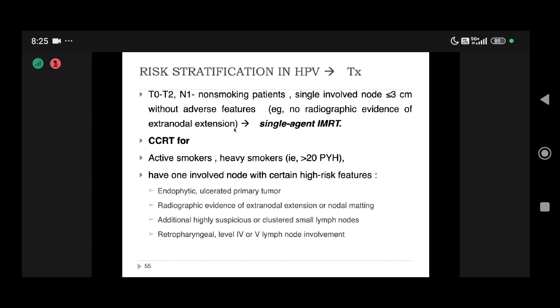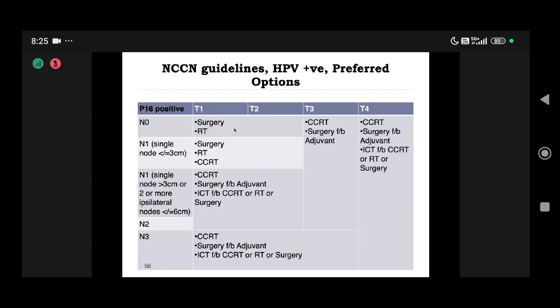And these are the patients who are early stage, low neck nodes, non-smokers with no other adverse feature, which are the patients apt for de-intensification of treatment. For patients who are smokers, they don't do as well as non-smokers, so you need to titrate your treatment again for these patients. And this is seen in the NCCN guidelines as well.